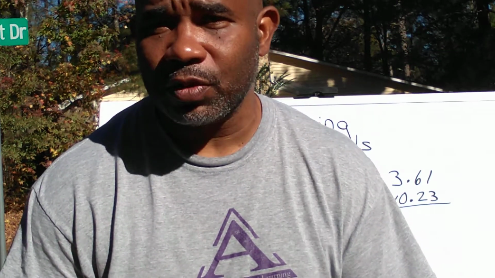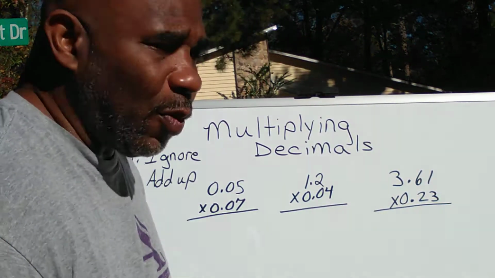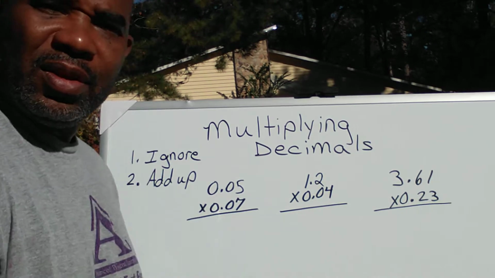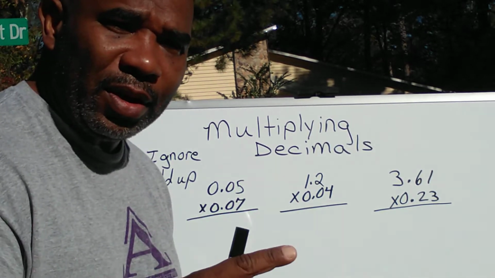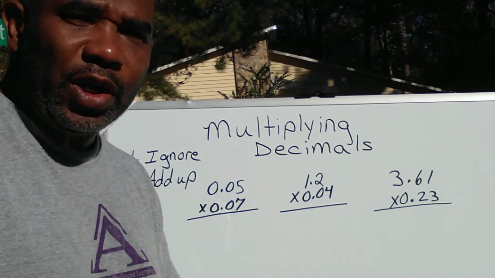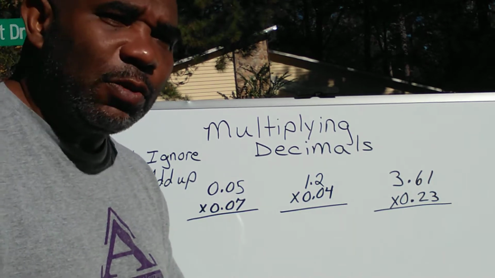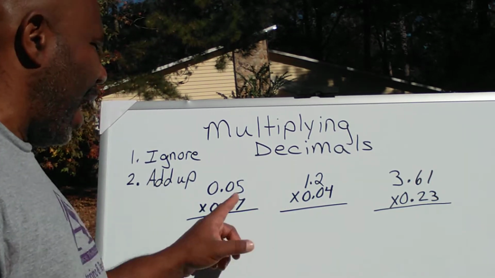Today we're going to talk about the rules for multiplying decimals. We're outside today, so it might be a little bit of noise, even some birds and squirrels, but we'll be okay. To the whiteboard. Again, two things I want you to have in your mind. First, we're going to ignore the decimals, and then when we're done, we're going to add them up.